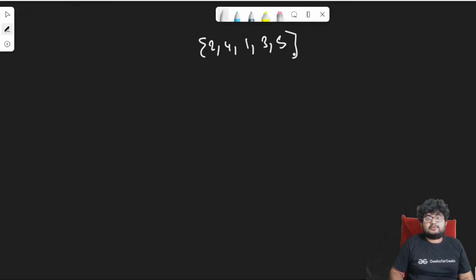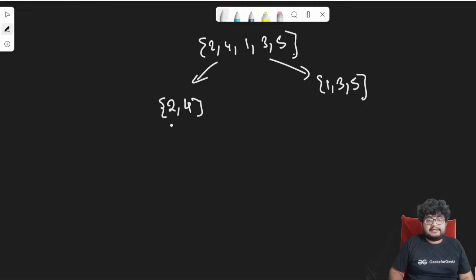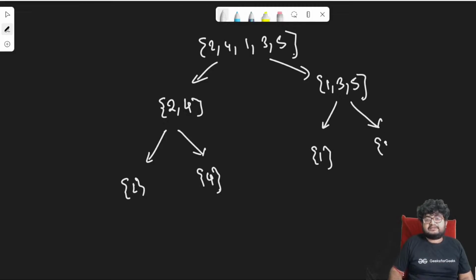24135. So this will first call merge sort on the left half. So left half will be 2 4. The right half will be 135. This will in turn call merge sort on the left part, and on the right part 4. This will call merge sort on the left part, that is 1. Merge sort on the right part, that is 3, 5. This in turn will call merge sort on the left part 3, and merge sort on the right part, that is 5. Right.